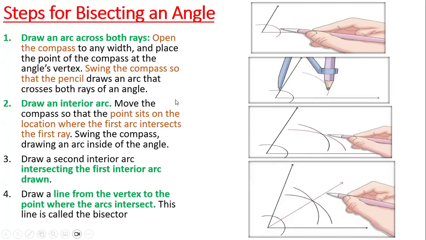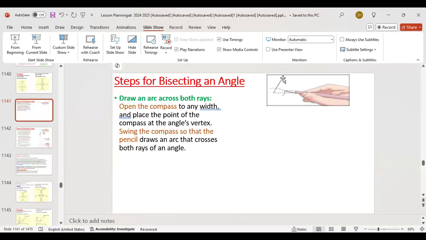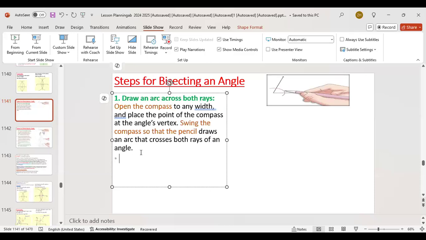Next, what are we going to do? After you already draw an arc across and the arc intersects both sides of the angle, this is honestly very similar to the 60 degree. Let me call this 1, and this 2. Then we're going to go to that same point and draw an interior arc.